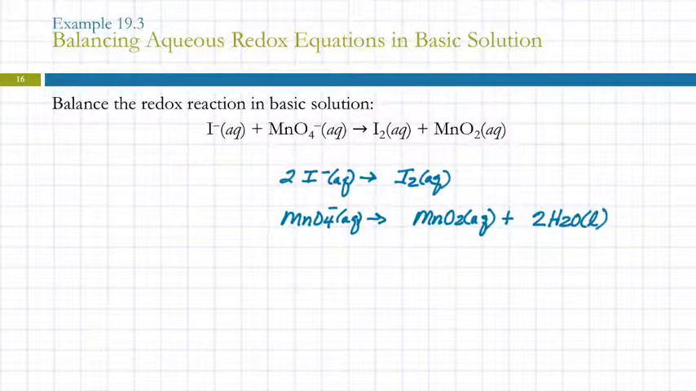So now my oxygen is balanced. But now I've added hydrogen into this equation. So I have 4 hydrogen atoms in those molecules, so I need to add 4 hydrogen ions over here to balance the hydrogens. So this is the same as what we were doing before. Here's the difference. This is in basic solution, so we can't have hydrogen ions sitting around. So what we're going to do is add 4 hydroxide ions to neutralize the 4 hydrogen ions.